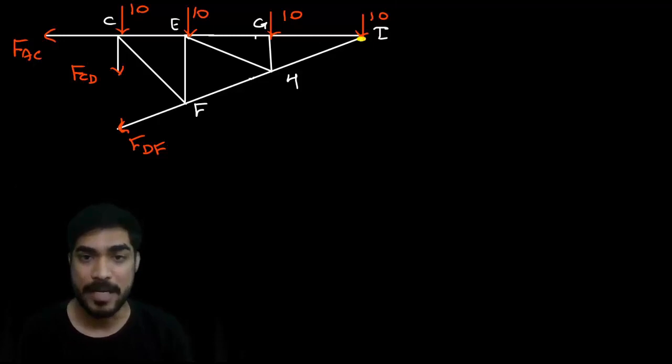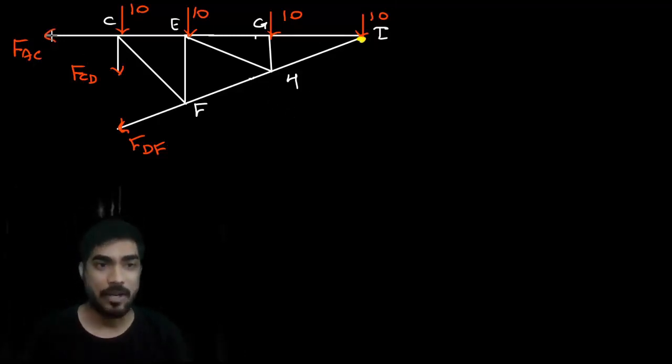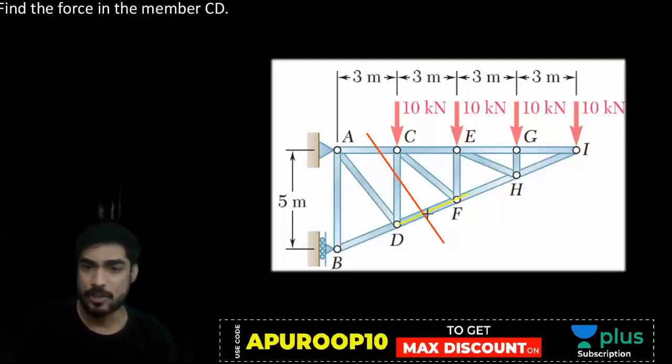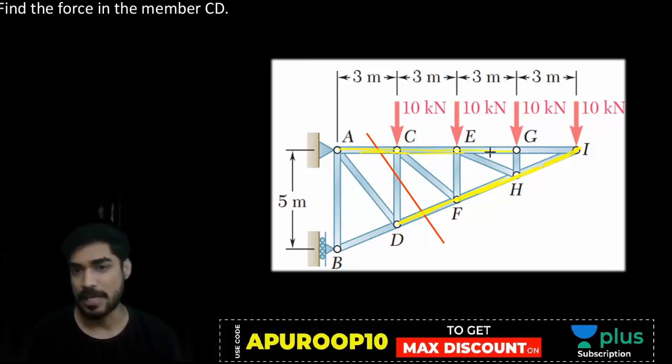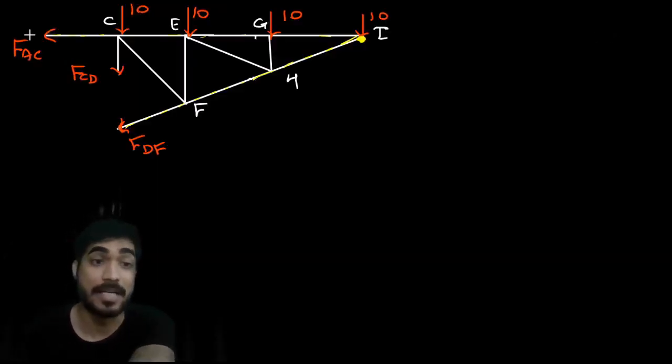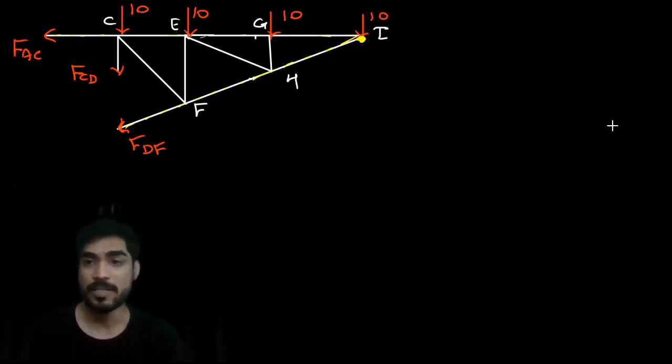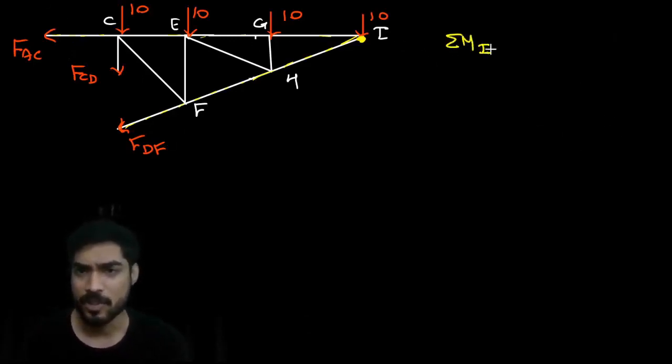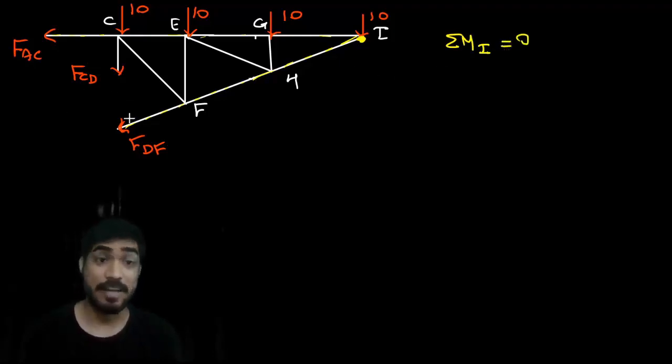If you take moment about point I, look at the line of action of AC. AC is passing through point I, and look at line of action of DF. DF is also passing through I na. See, this DF is also passing through I. So if I take moment at point I, then both these forces will be eliminated, FAC, FDF. Is it clear to you? So shall we take moment at I? So just one equation will give you the value of FCD.